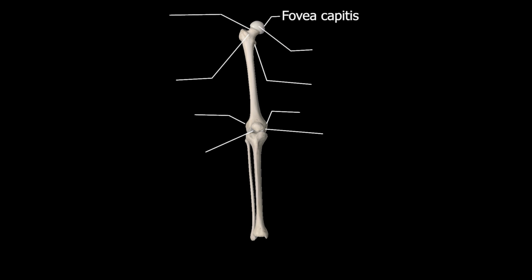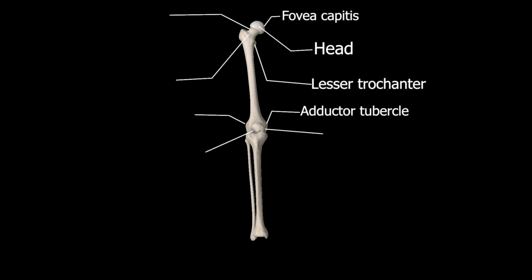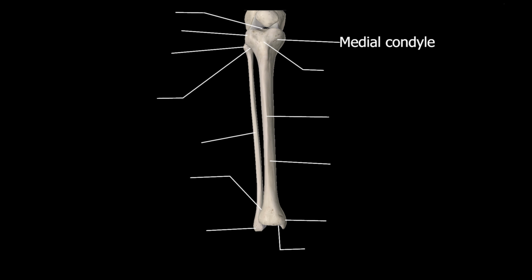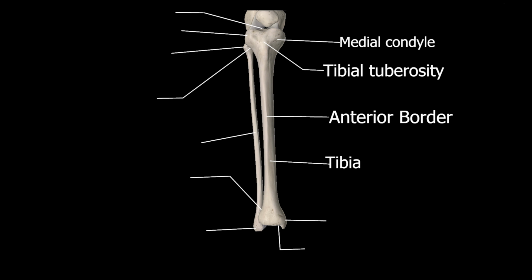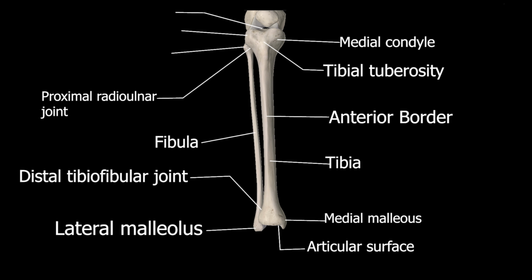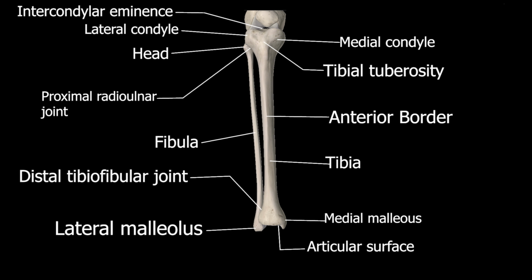Lower limb: fovea capitis, head, lesser trochanter, adductor tubercle, medial epicondyle, patellar surface, lateral epicondyle, intertrochanteric line, neck. Medial condyle, tibial tuberosity, anterior border, tibia, medial malleolus, articular surface, lateral malleolus, distal tibiofibular joint, fibula, proximal tibiofibular joint, head, lateral condyle, intercondylar eminence.